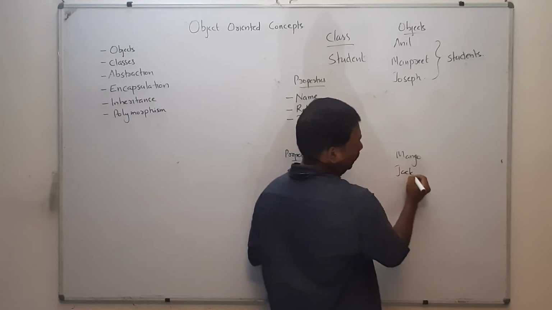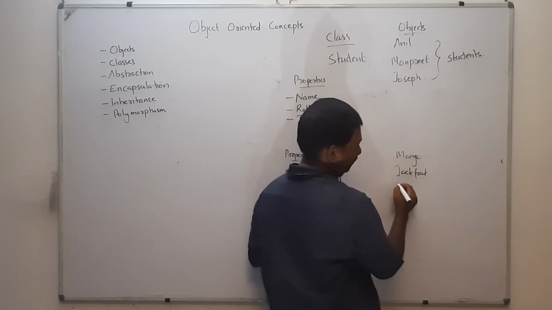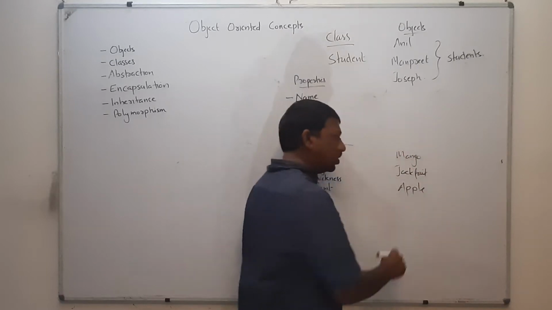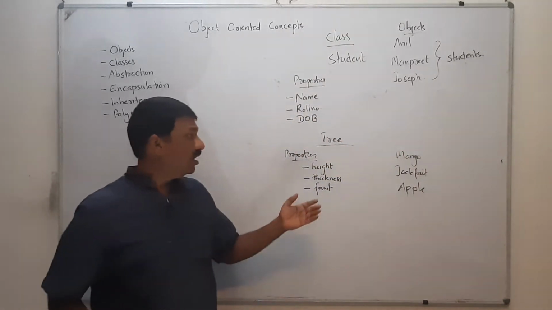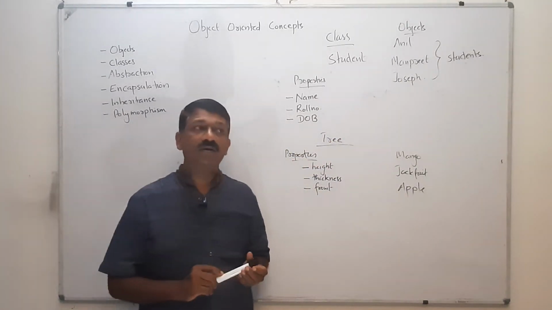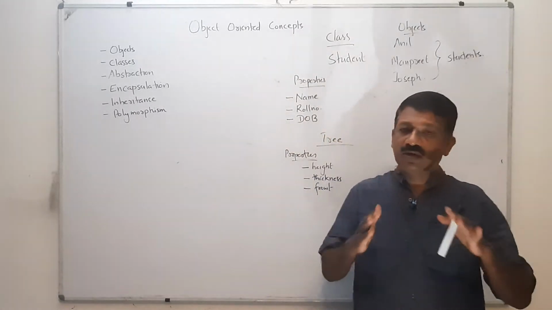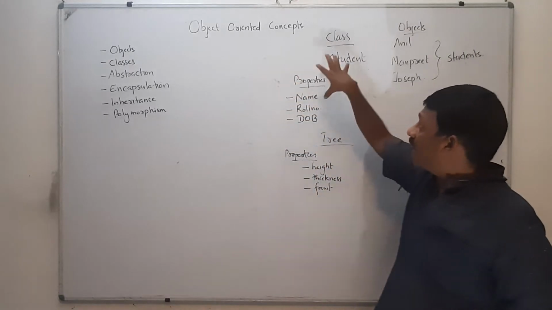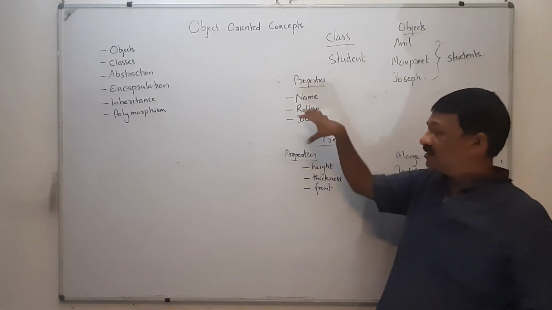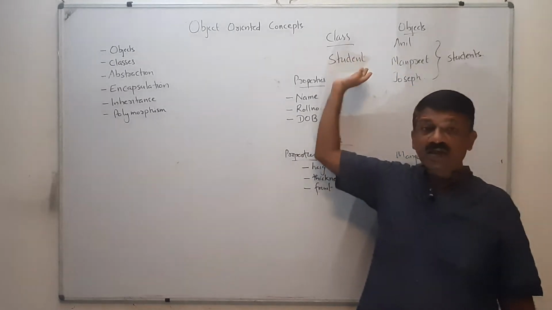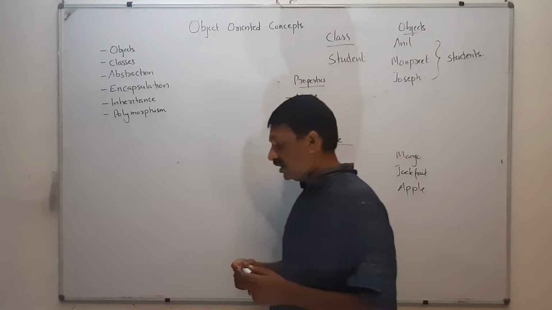Mango is a tree. Then jackfruit is another tree. Then say apple, orange, etc. Those are all trees. So in the real world, whatever you see is an object, and you can classify your objects into a set of classes. So, if you have a class, then that class has a set of properties, and then these objects can do something. For example, a student can walk.